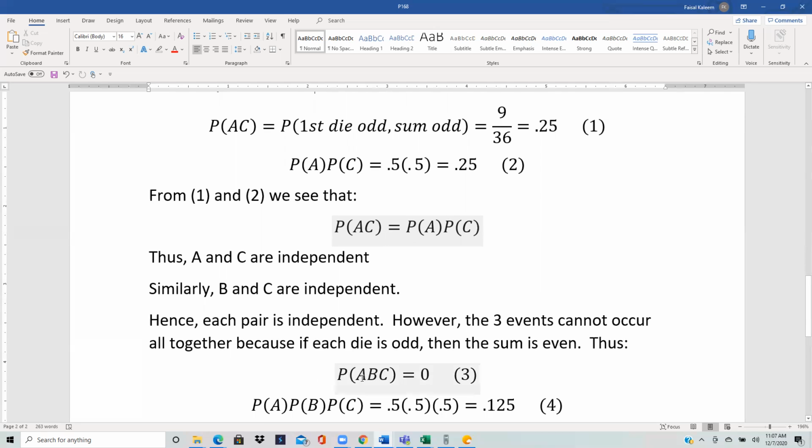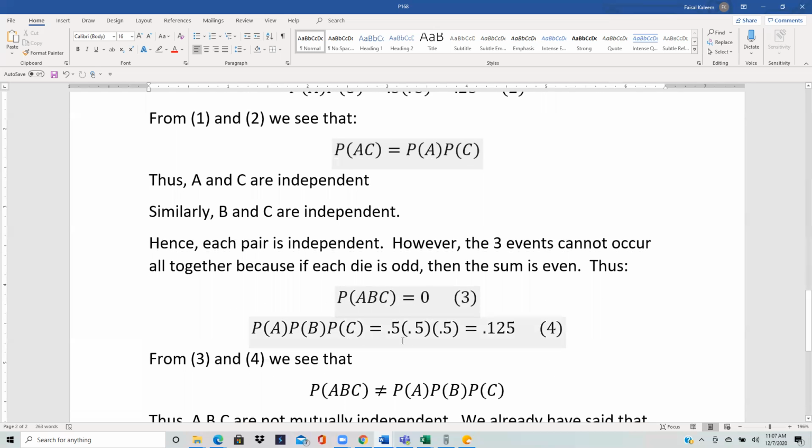For that, we must have P of ABC equals P of A times P of B times P of C. Now, P of ABC is 0 because the three events cannot occur at the same time. If first and second occur, it means both dice are odd and therefore the sum is even. Therefore, C cannot occur if both A and B occur. Remember, C is the event that the sum has to be odd. So probability of A and B and C is 0, but P of A, P of B, P of C is 0.5, 0.5, 0.5, and so P of ABC is not equal to P of A times P of B times P of C. And therefore, the three events together are not mutually independent.